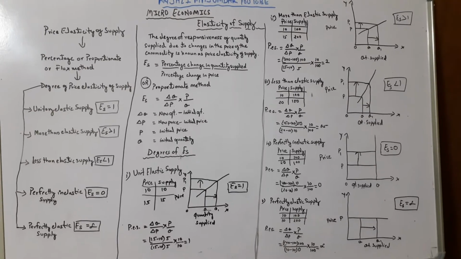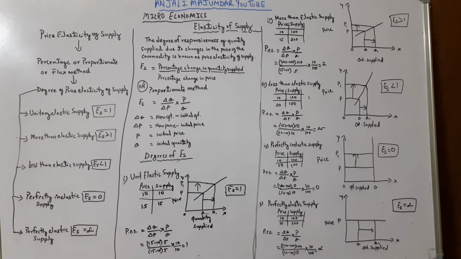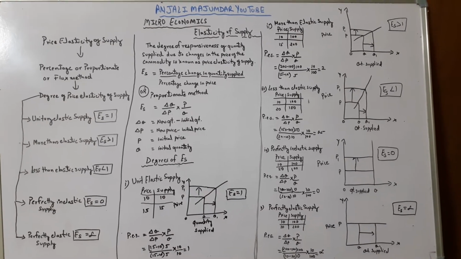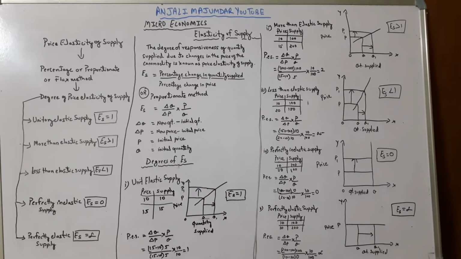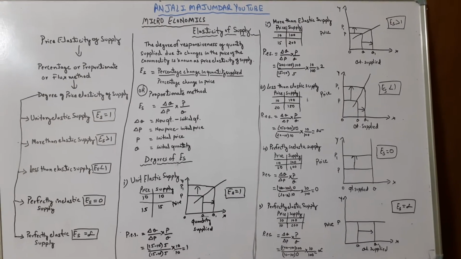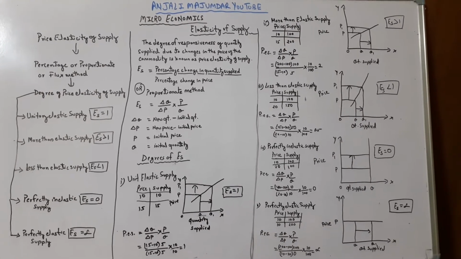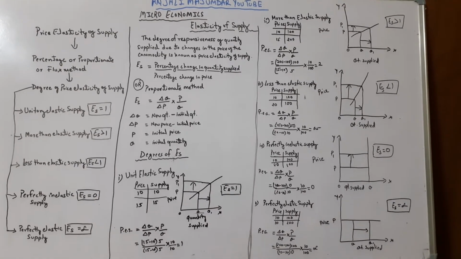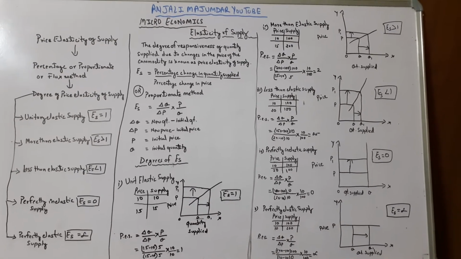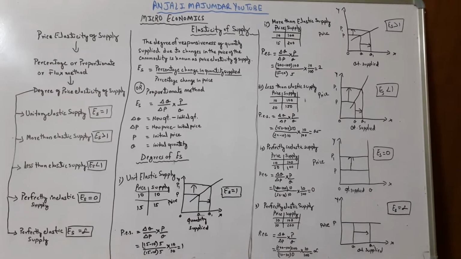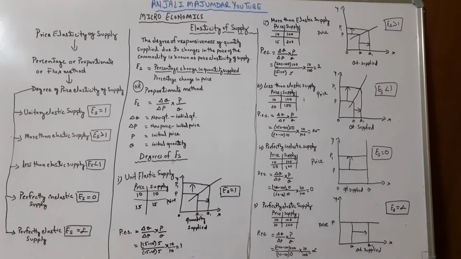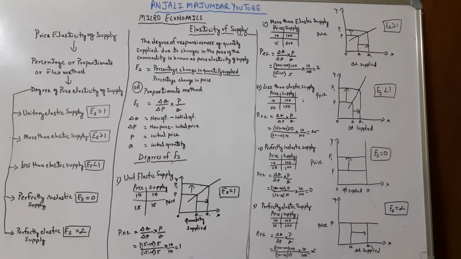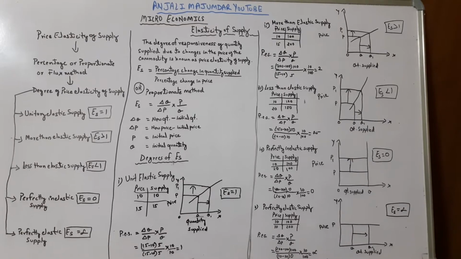Now look into the degree of price elasticity. Likewise, in demand, already we have covered, I have already uploaded the video on elasticity of demand. Same thing happens with the supply also. We have 5 types of price elasticity of supply. Unitary elastic, where ES is equal to 1; more than elastic supply, where ES is greater than 1; less than elastic supply, where ES value is less than 1; perfectly inelastic supply, where ES value is equal to 0; perfectly elastic supply, where ES is equal to infinite.